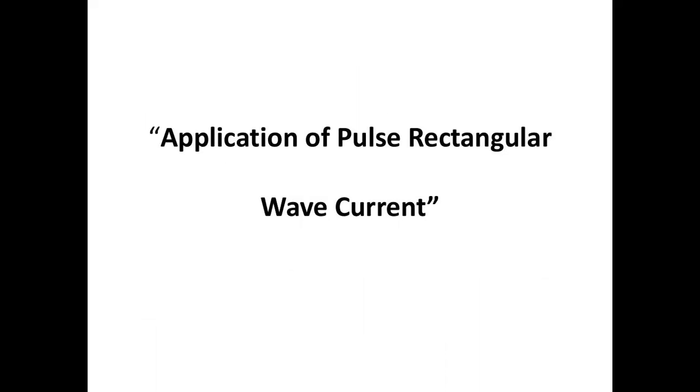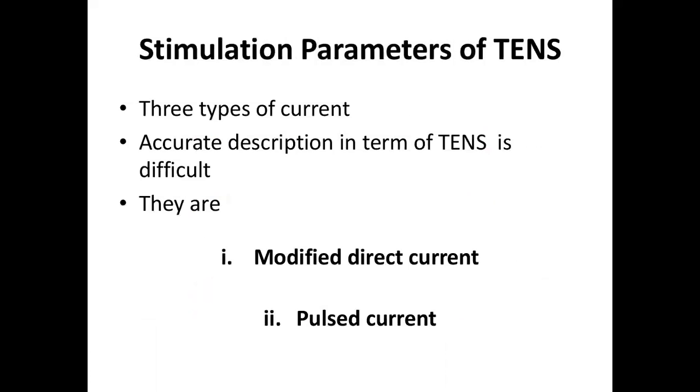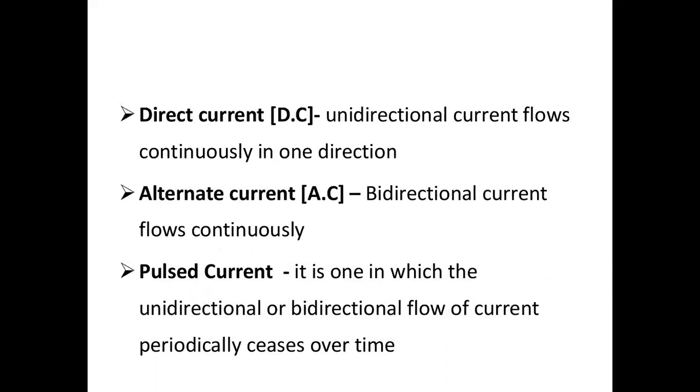Application of pulse rectangular wave current. There are types of wave current: symmetrical biphasic, asymmetrical biphasic, and monophasic waveform. The stimulation parameters of TENS involve three types of current. Accurate description in terms of TENS is difficult. They are modified direct current, pulsed current, and direct current (DC).